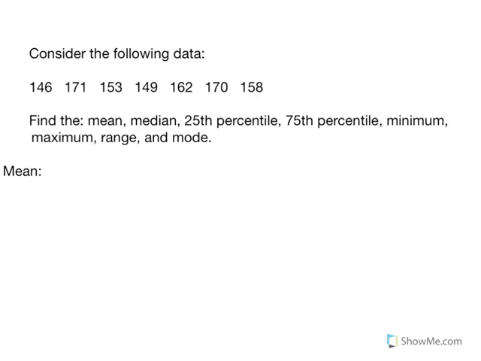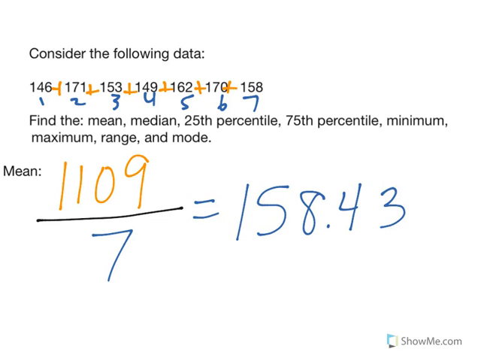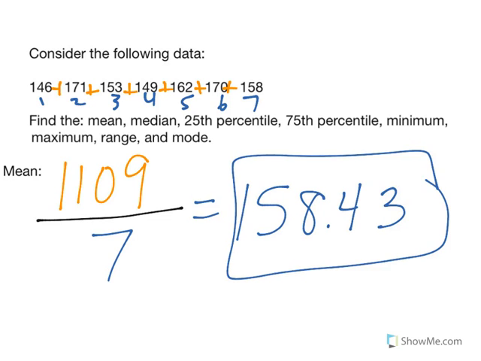To find the mean, we start by adding all of our data points together. When I add those together, I get 1,109, and I divide by, well, 1, 2, 3, 4, 5, 6, 7. There are 7 data points. So 1,109 divided by 7 gives me 158.43. I rounded to the nearest hundredth.